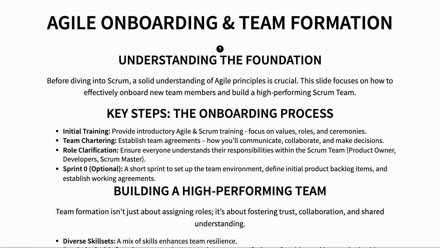Let's talk about getting a new Scrum team up and running smoothly. The first step is making sure everyone understands the core principles of Agile and Scrum. We'll start with some basic training and work on creating a team charter, basically an agreement on how you'll all work together. It's important to clearly define roles like product owner, developers, and Scrum Master. You might even consider doing a Sprint 0, which is a short initial sprint just to set things up and get the team aligned. Finally, remember that building a great team isn't just about assigning jobs, it's about creating an environment where everyone feels safe to share ideas and collaborate effectively. Regular retrospectives can help with this.